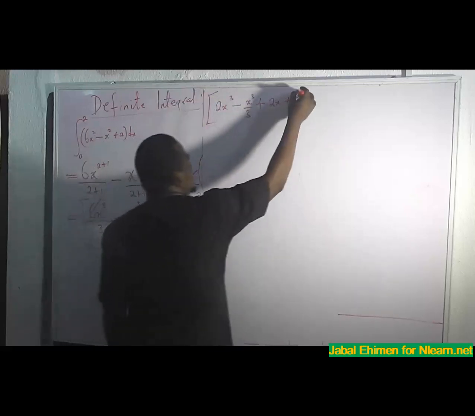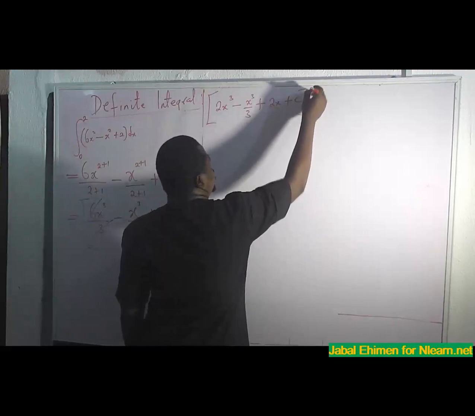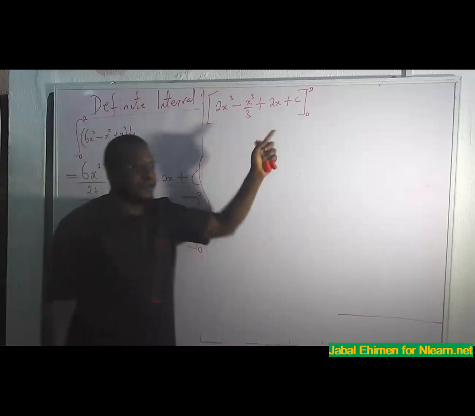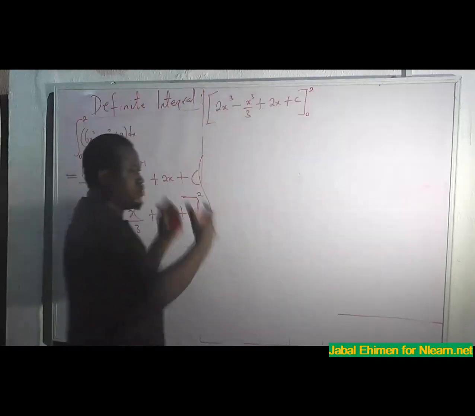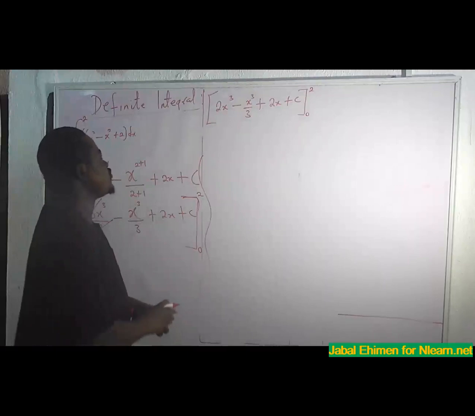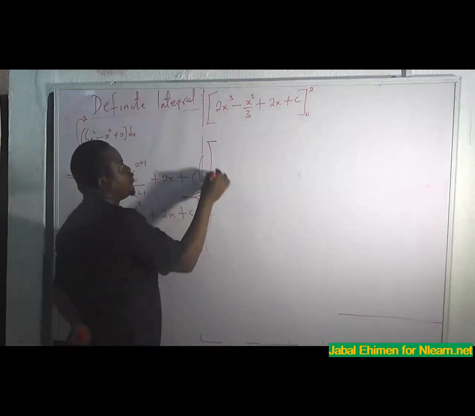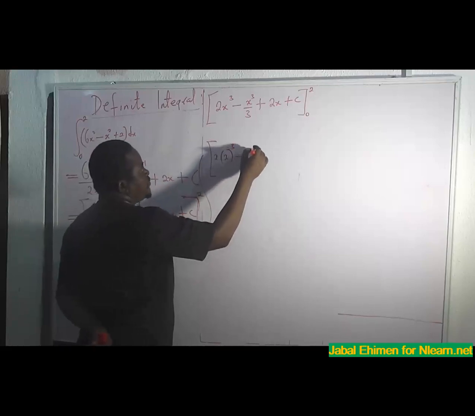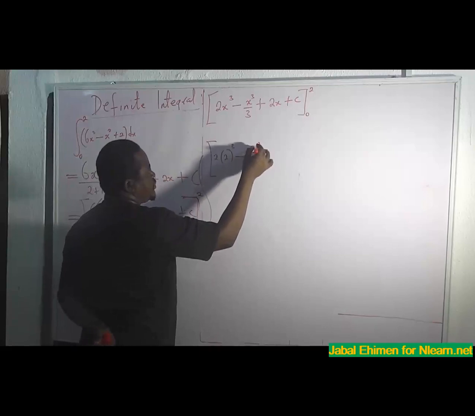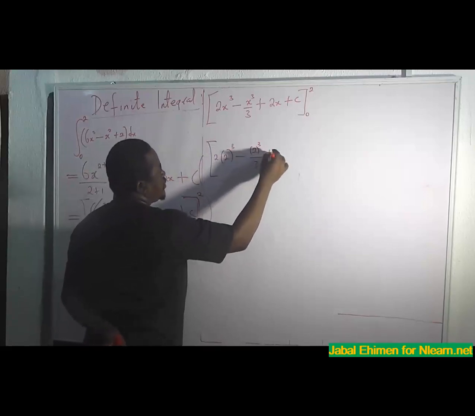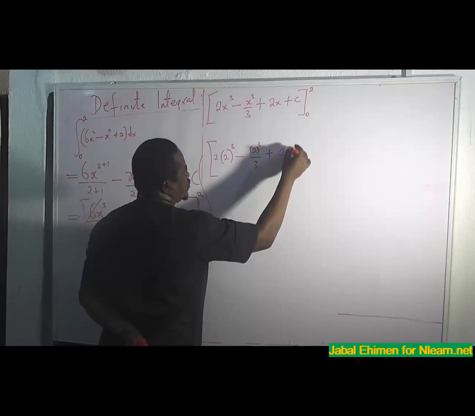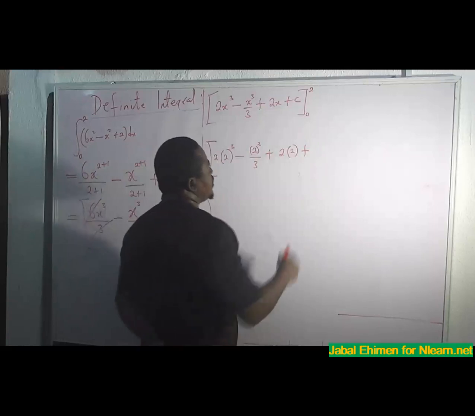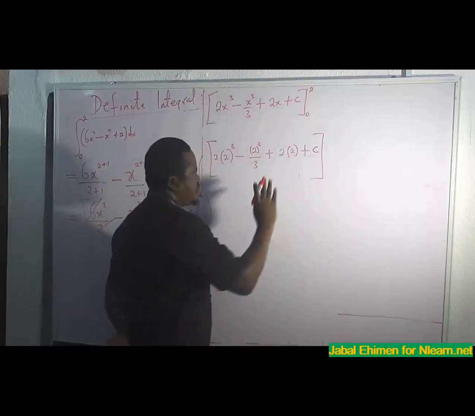Beautiful. And what do you have here? You have 2 and 0. Good. You have 2 and 0. So if you're having 2 and 0, let's substitute 2 first. Then we'll now subtract that of 0. So substituting 2 here will give us 2 into bracket 2 raised to power 3, divided by 3, plus 2, plus the value you're having here should be C. That's C. Now you have that bandwidth.